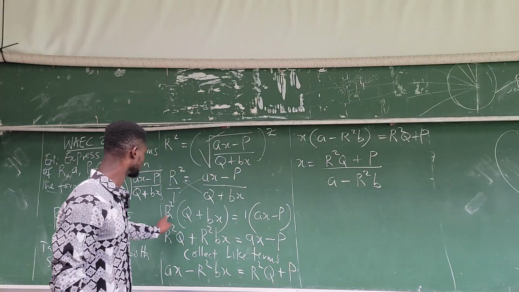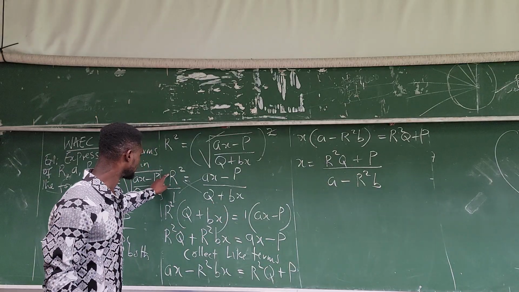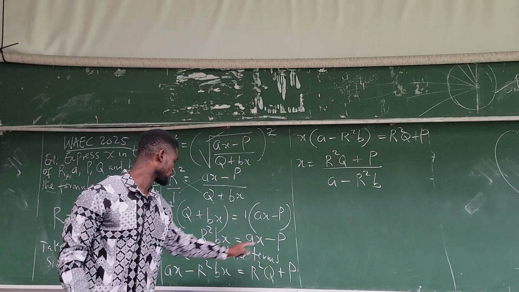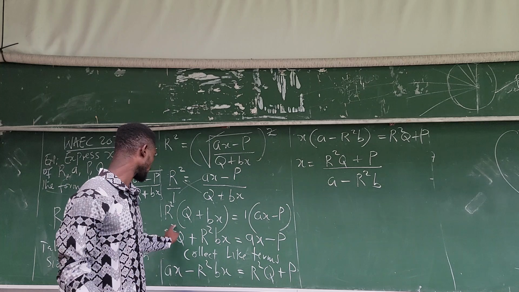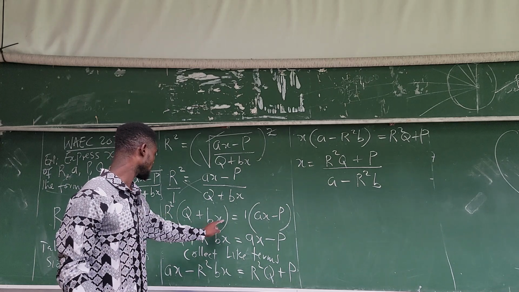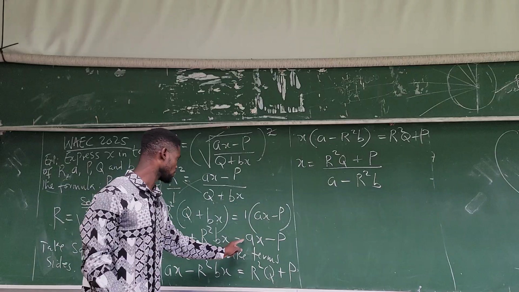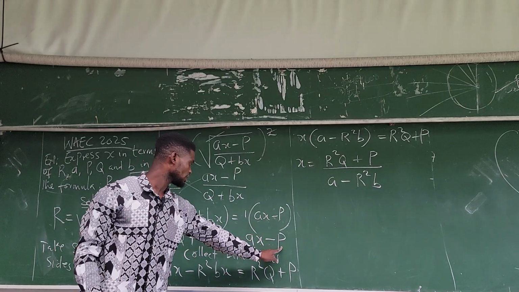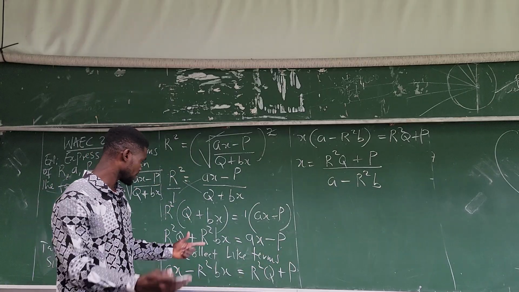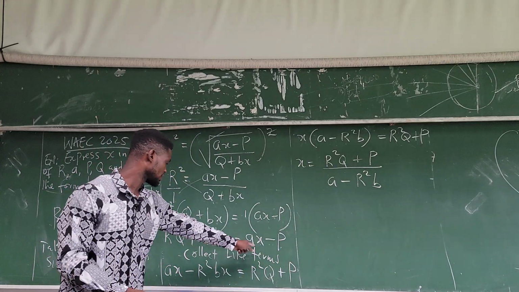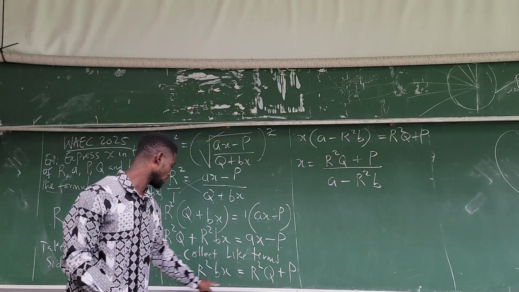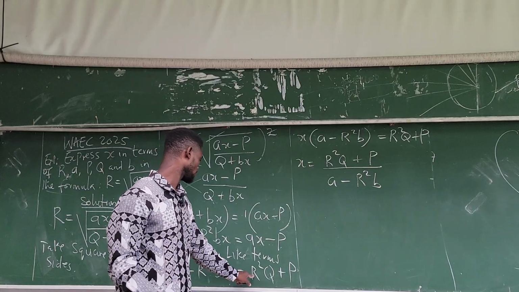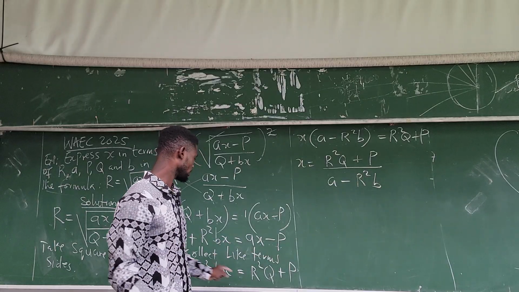We do that. R multiplied by this: R square times Q plus BX, equal to 1 times AX minus P. So we have R square Q, and R square times BX gives R square BX, equal to 1 times AX, and 1 times minus P gives minus P. You collect like terms, bringing the X together. So we have AX, taking this to meet AX becomes minus R square BX, equal to R square Q, then moving this to meet them becomes plus P.